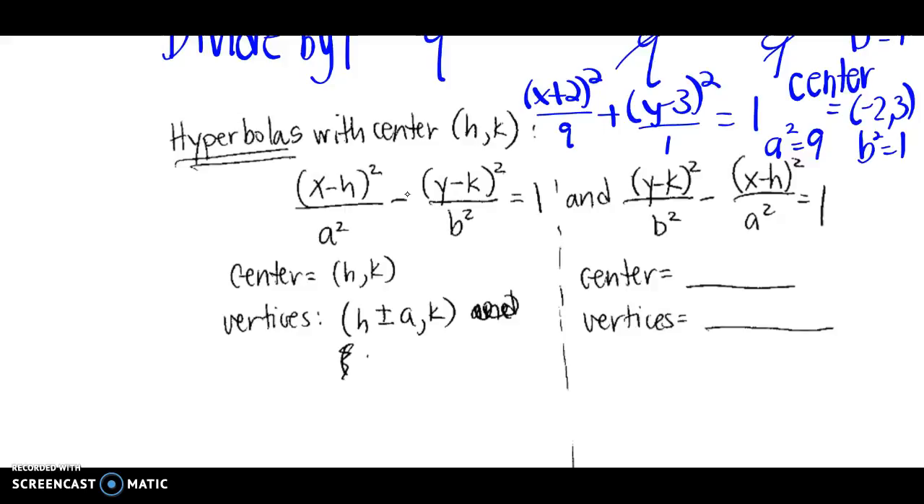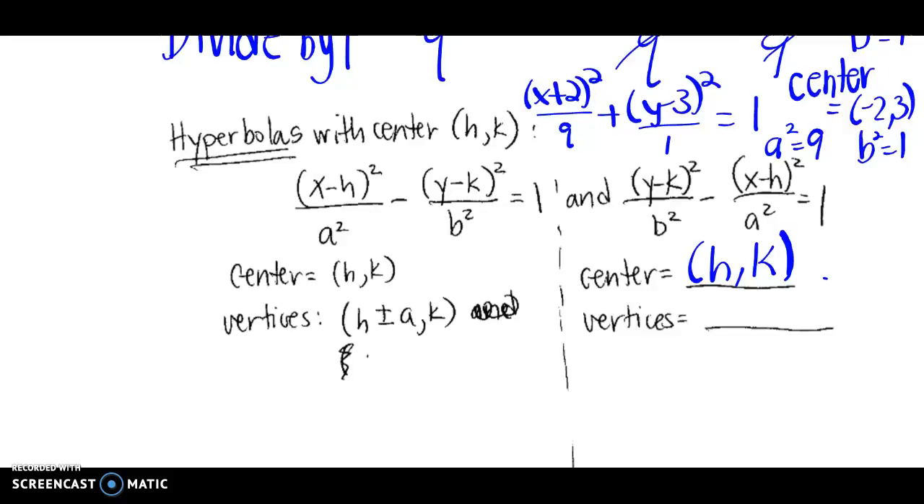And if it's this way, where the negative is with the x squared, then the center is still going to be h, k. So make sure you're paying attention right now. The center is still going to be x, y. It's still going to be h, the number associated with the x term, and then the number associated with the y.